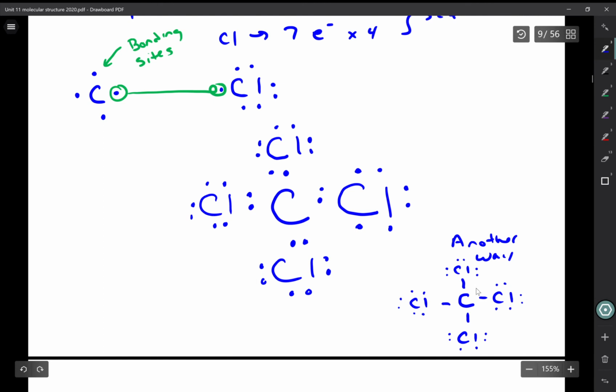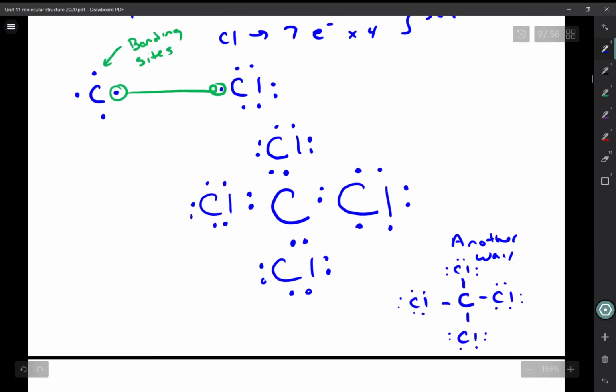Now, the total number of electrons, I said, was 32. So we have to have a total of 32 electrons here. Now, 2, 4, 6, 8, 10, 12, 14, 16, 18, 20, 22, 24, 26, 28, 30, 32. So there you go, 32. That's how you do carbon tetrachloride.